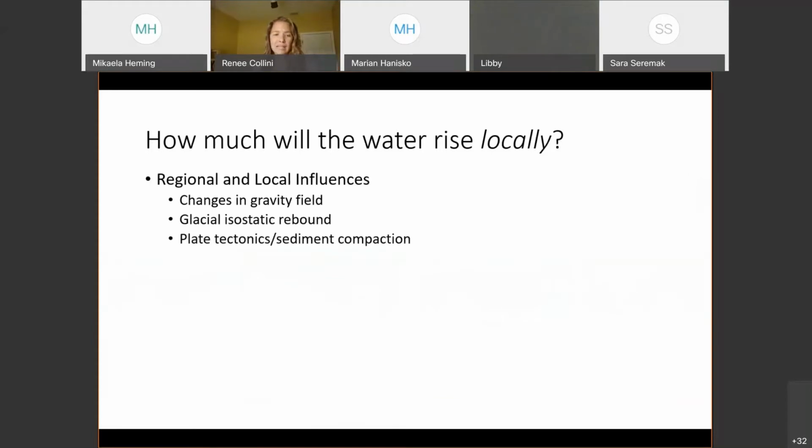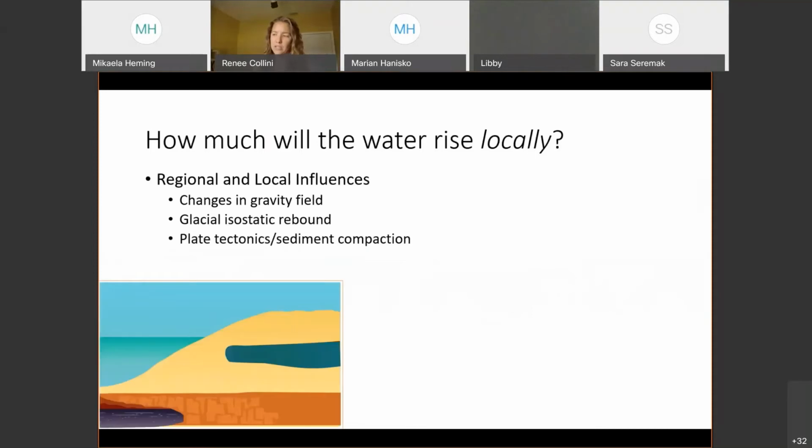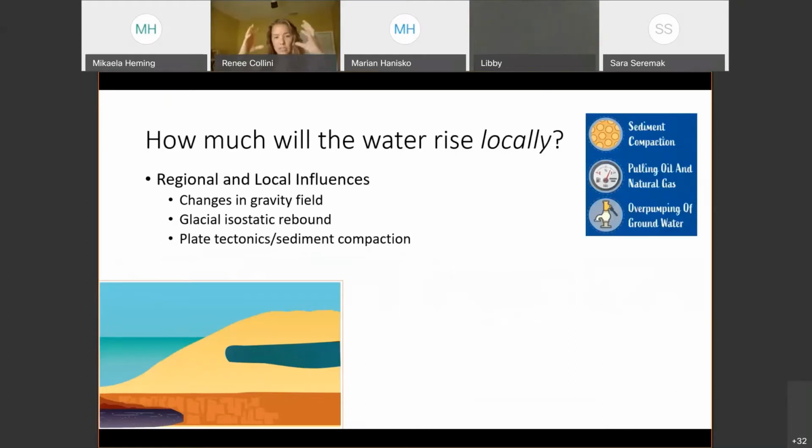And then the last thing is actual really local things: plate tectonics and sediment compaction. So if this is just a conceptualization of what the land might look like, if you have sediment compaction, think about Louisiana with all those softer, recently deposited sediments compacting down, but also pulling out oil and natural gas or overpumping of groundwater. And in some places, earthquakes. I forgot about this because where I'm at, there's not a lot of those. But in other locations, like American Samoa, for example, they've had a big change in sea level rise locally because of earthquakes.